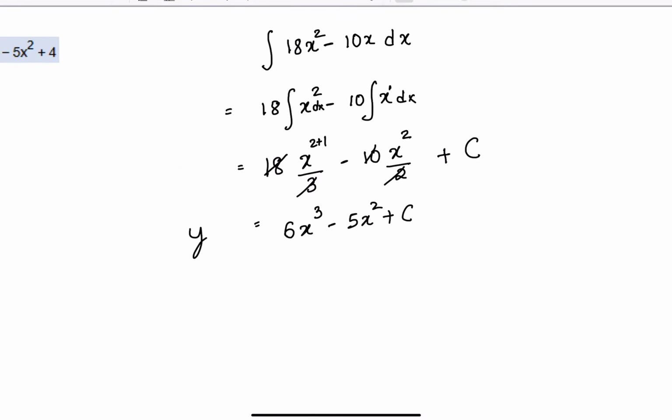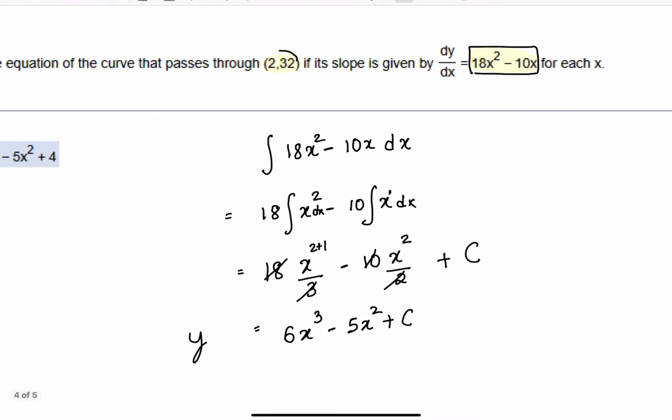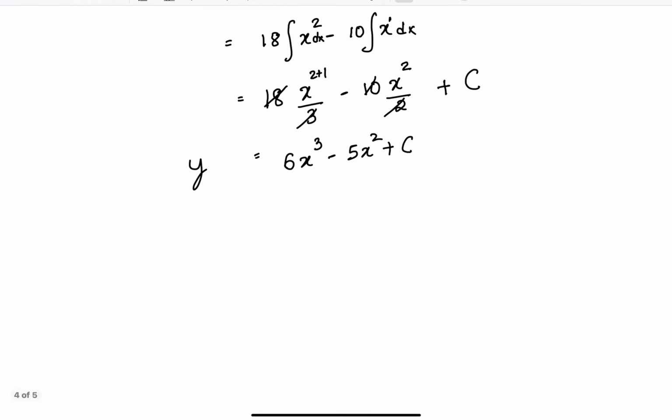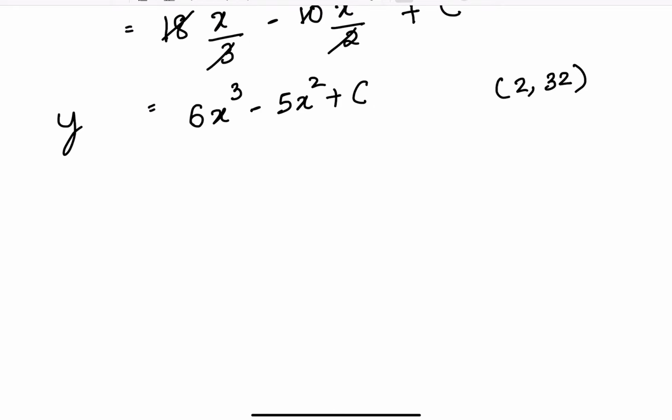Now, what is c? How do I find c? There has to be a clue. And the clue is the point 2, 32. That means my x value is 2 and my y value is 32. Did I say 2, 3 over 2? Sorry, 2, 32. The dog was barking, so my attention got diverted.